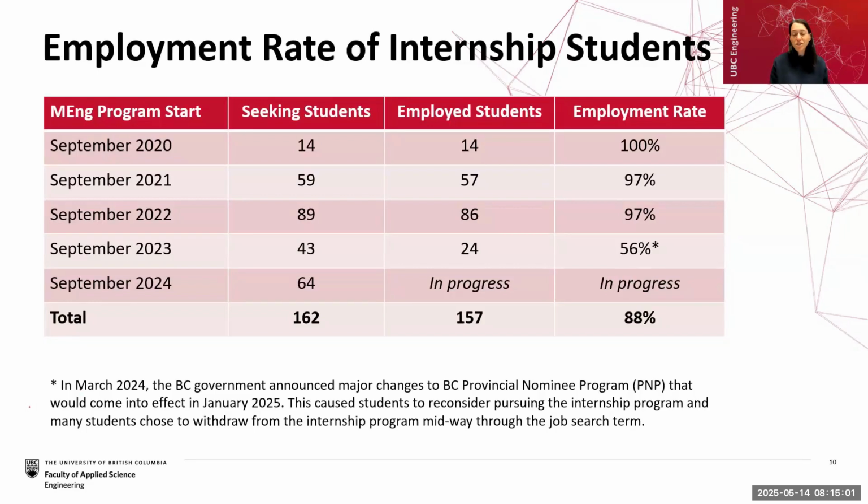And for the next two cohorts, we had placement rates of 97%, again, exceptionally high, which is fantastic. And then September 2023 was a bit of an anomaly. There were some major changes that happened with regards to the BC Provincial Nominee Program that was due to come into effect in January 2025.